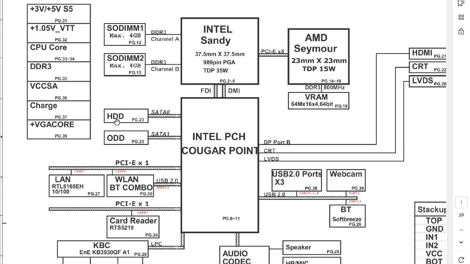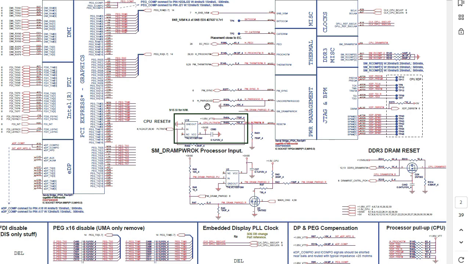So here we have the HDD, the hard disk drive, the ODD, the optical disk drive, the WLAN, the card reader, and the keyboard controller. We also have the audio codec, the USB ports, the webcam, and so on. Okay, so let's go to the next page.